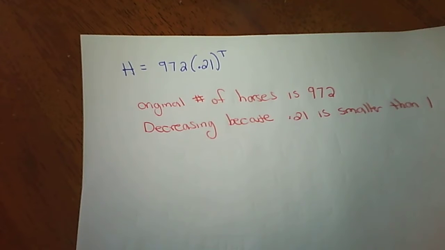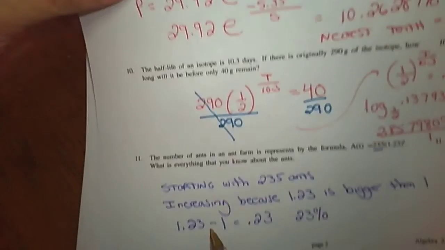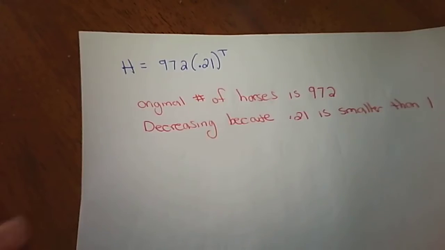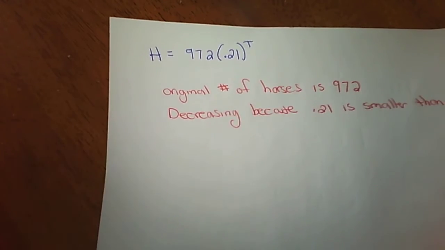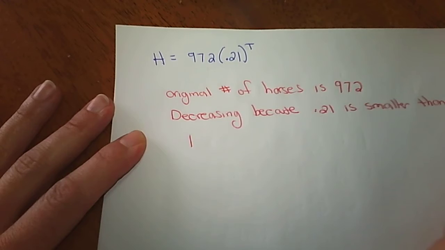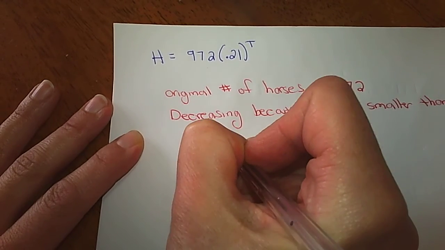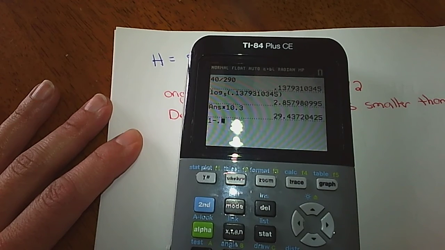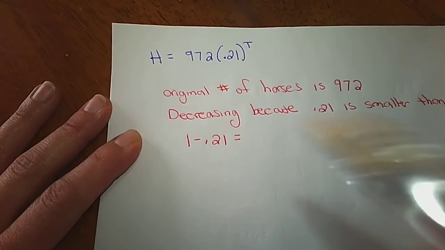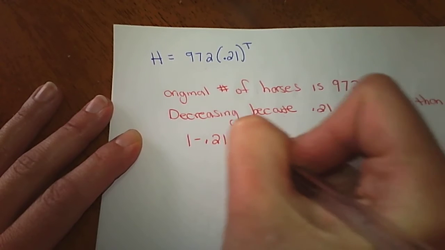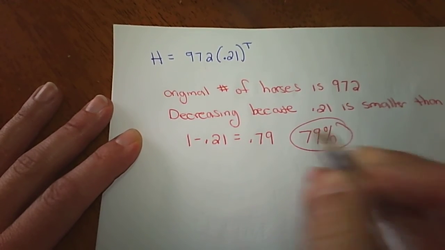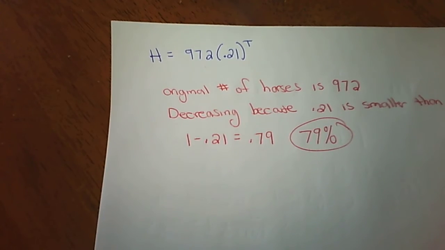And it is not 21%. Remember in the last one, to find the percent, I had to subtract from 1. So that's the same deal. You're always going to do whatever number is bigger. In this situation, 1 is bigger. I'm going to write that first. 1 minus 0.21. So I'm going to do 1 minus 0.21, getting 0.79. That's the percent. So it's going down by 79%. That's how much it's decreasing by.